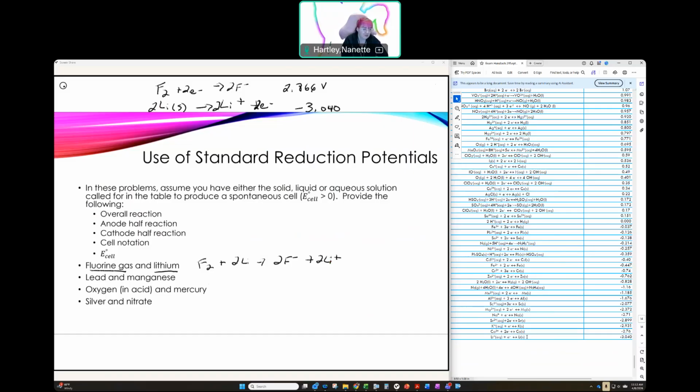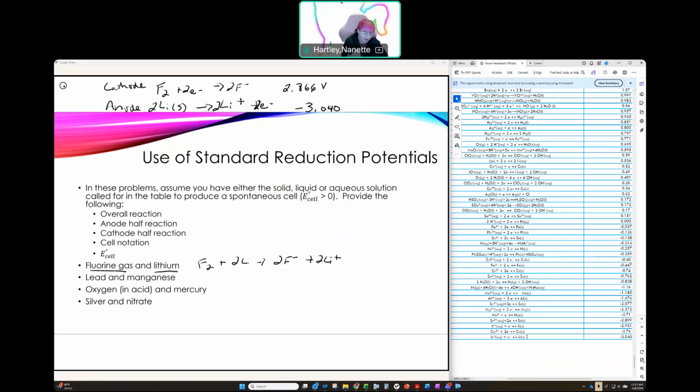If I want to look at what is the anode, well, the anode is where the oxidation occurs. Lose electrons, oxidize. This is my anode. If my cathode is where the reduction occurs, gain electrons, reduce, this is my cathode. Okay, so overall reaction, anode and cathode.